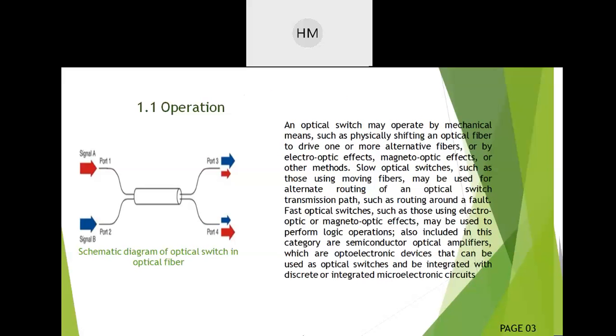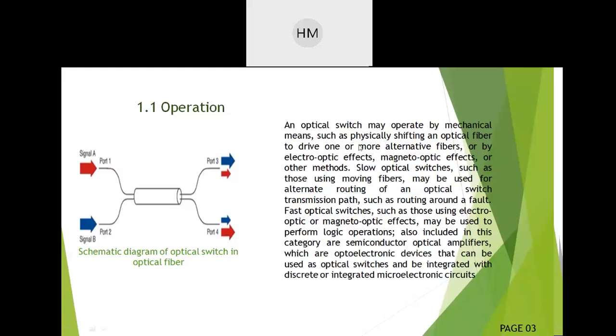Then the operation, how we will design a switch. This is shown a two-port network. It is a two-port network, okay, which is having two inputs and two outputs. So here what we will do, if a signal A we are transmitting, this you can see, an optical switch may be operated by mechanical means, okay, or magneto-optic effects also we can use. Okay, so there are 2-3 ways to switch on these optical switches.